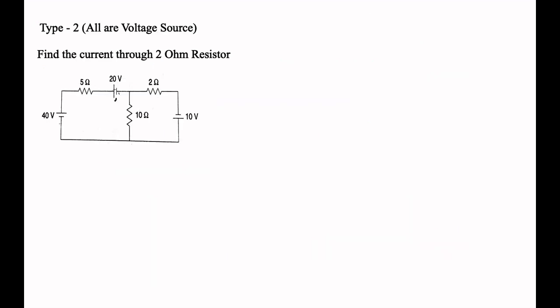Second question is, if all are the voltage sources, that is, we are considering all the sources which are voltage sources, that means a voltage source is replaced by the short circuit. Okay, now what should we do? First step is step 1, that is consider the 40 volt is acting alone. So when 40 volt is acting alone, what should we do?